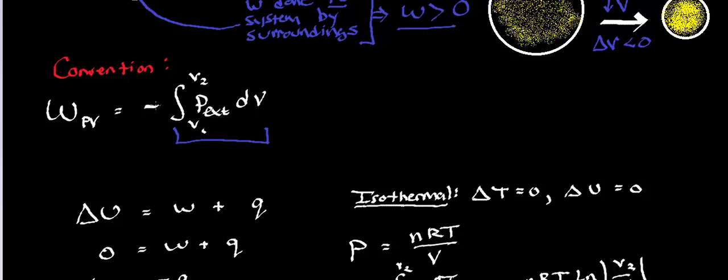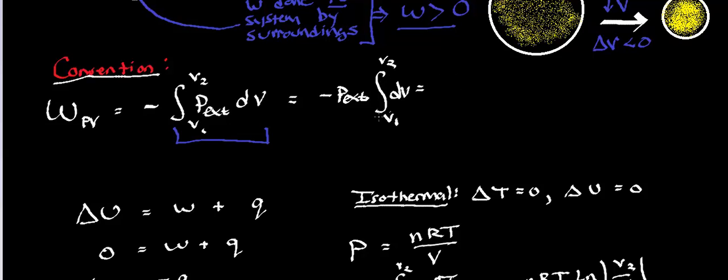Well, the answer is we throw in this negative sign here. Let's explain why that is. This is just a convention in physical chemistry. Suppose that, just for a moment, I have a constant external pressure. If I have a constant external pressure, that means I can pull that pressure outside the integral, in which case I'm just integrating dV from V1 to V2.